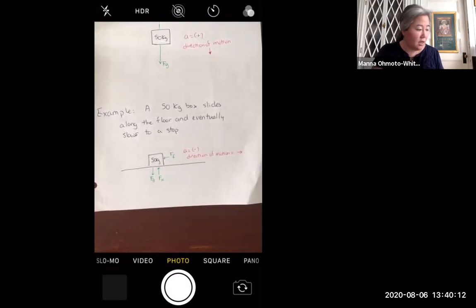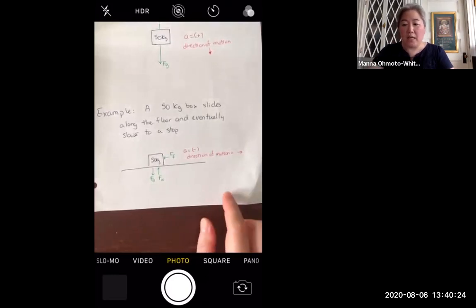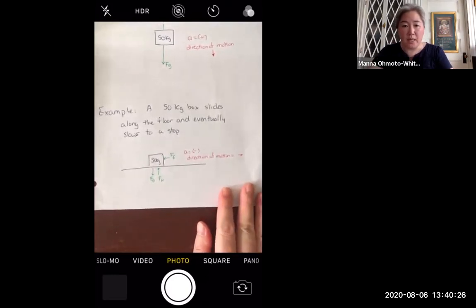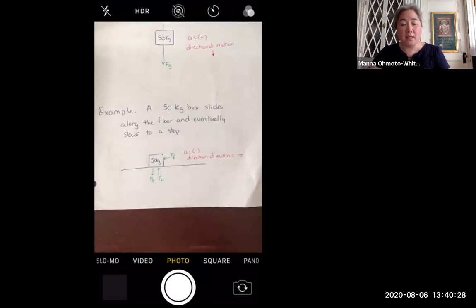So sometimes you only have one force vector. Sometimes you have multiple force vectors, but you use the rules that we have for vector addition in order to figure that out. And remember that F net is also going to be the sign of your acceleration. If your F net is positive, your acceleration will be positive, and if your F net is negative, your acceleration will be negative.